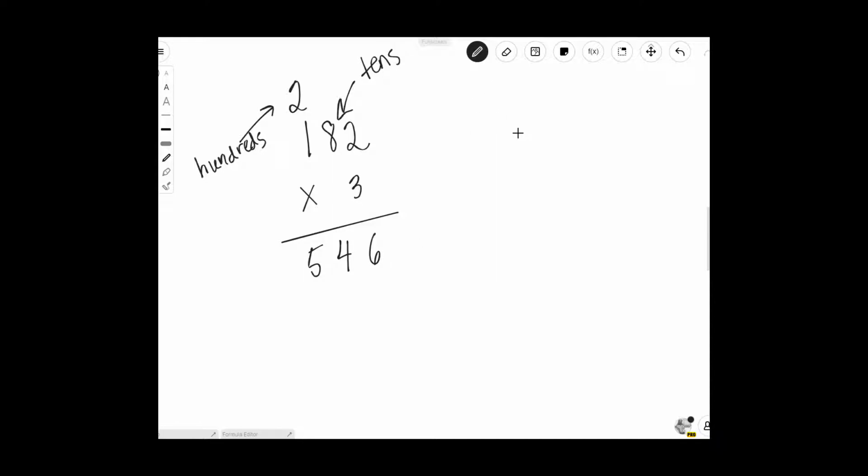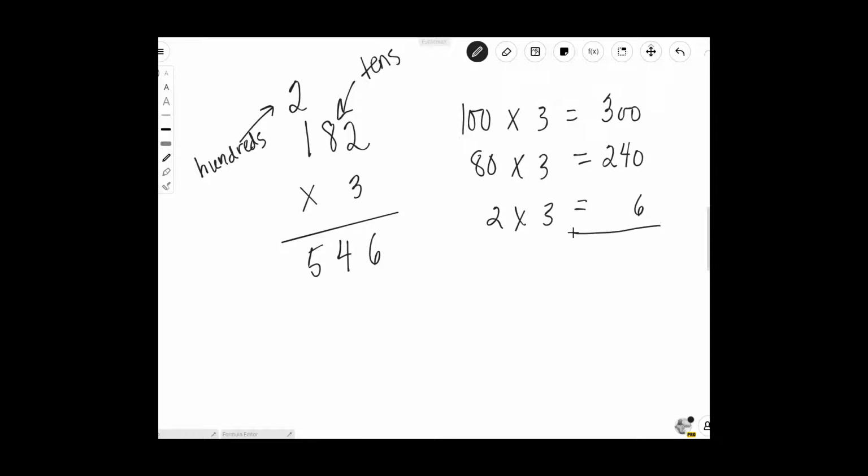Where I would have an issue, and I would want to gear the student towards using the words hundreds and tens in his explanation, is saying, well, really what we have here is 100 times 3, 80 times 3, and 2 times 3. So 100 times 3 is 300, 80 times 3 is 240, and 2 times 3 is 6. And if we were to add all this up together, that's why we get 546.